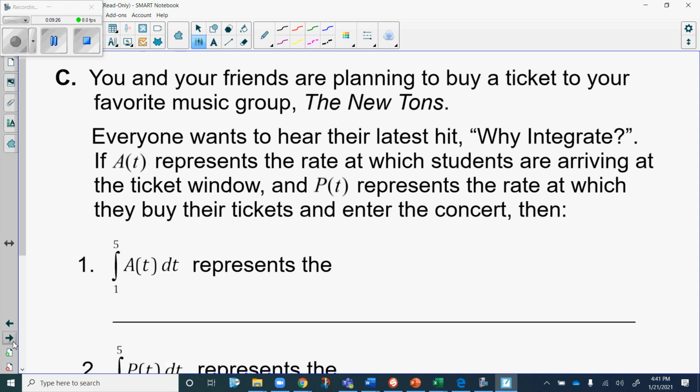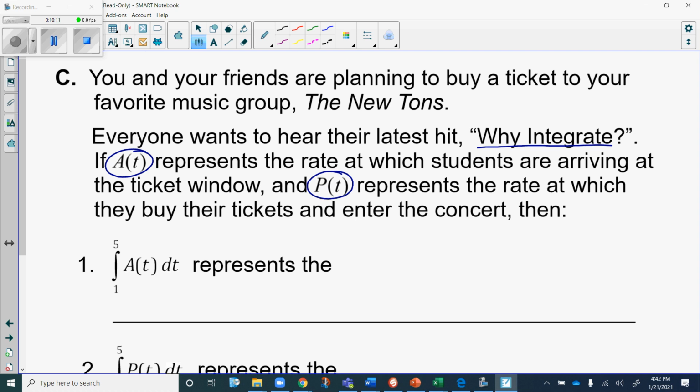Here, it's a little bit more of the same thing, but it's kind of breaking it up into different ways of expressing it over some similar intervals. Now, if you notice, they are giving us two different things. We have here A of t, and here we have P of t. And this is kind of a silly thing. Here's the band, the New Tons, and they have this spectacular math titled song here, Why Integrate. And what we want to know is, can you, based on what we've seen in the last couple of examples, understand what we're talking about?